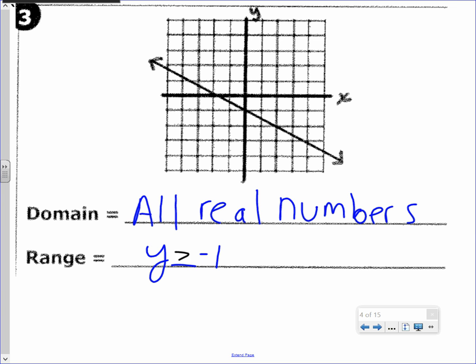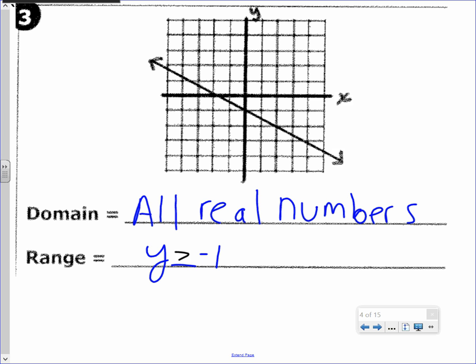Sure. Which one's wrong, Valero? The range? What should the range be? All real numbers? Okay. Let me put that on hold. Let me do the domain real quick.